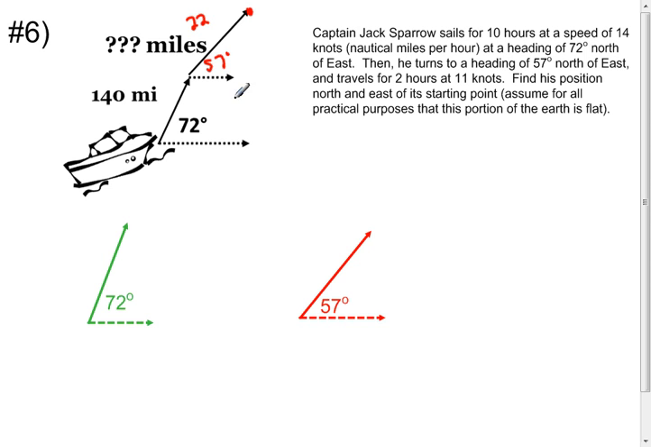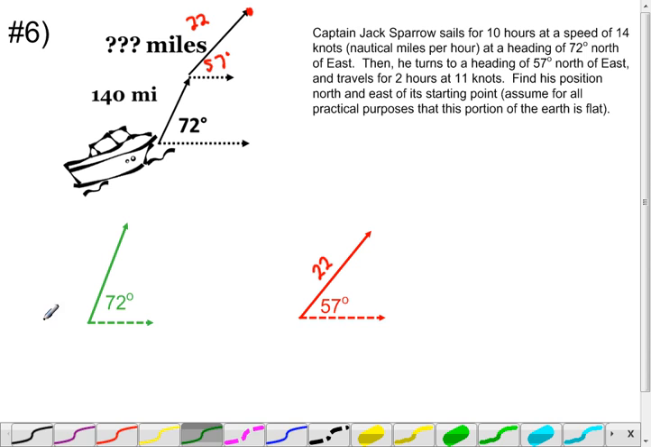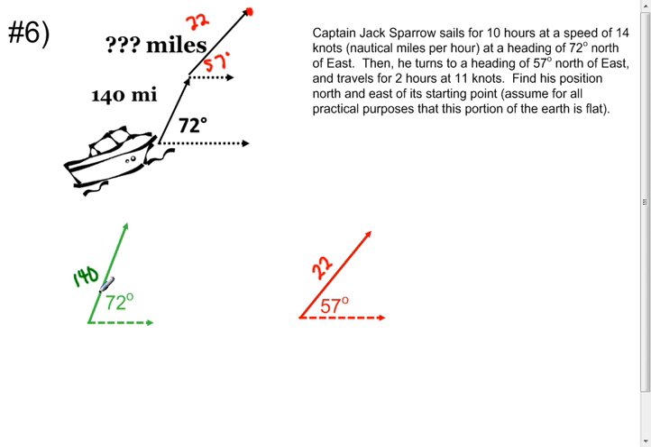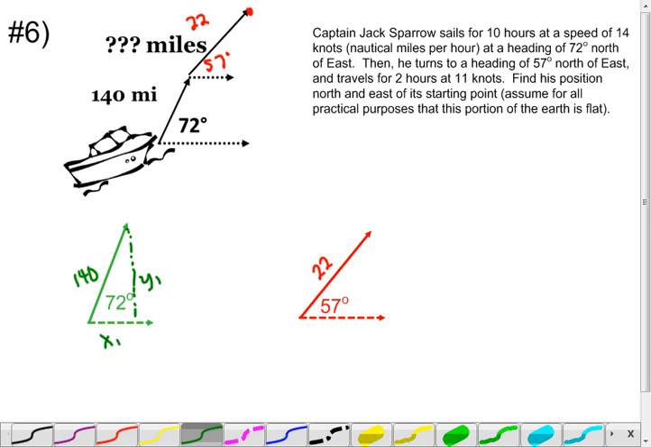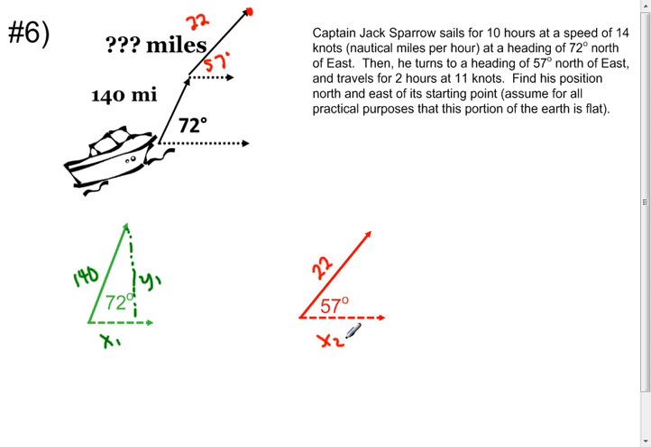What's the resulting point? Okay, so I have these two vectors drawn, one in green, one in red. We know this one is 22 nautical miles. The angle is 57. We'll switch up to green here. This one we figured out was 140. And so the question is, where does he end up? Well, just like every other vector problem, we're going to add the x component and the y component of each vector. So we're going to figure out the x1 and the y1 of the green, and then we're going to figure out the x2 and y2 of the red. Okay, so let's do that using some trig.